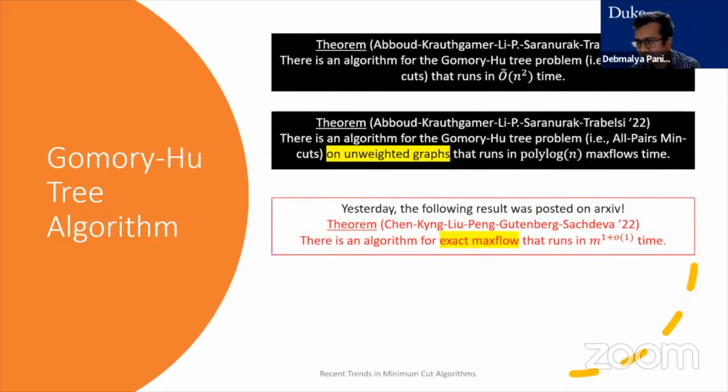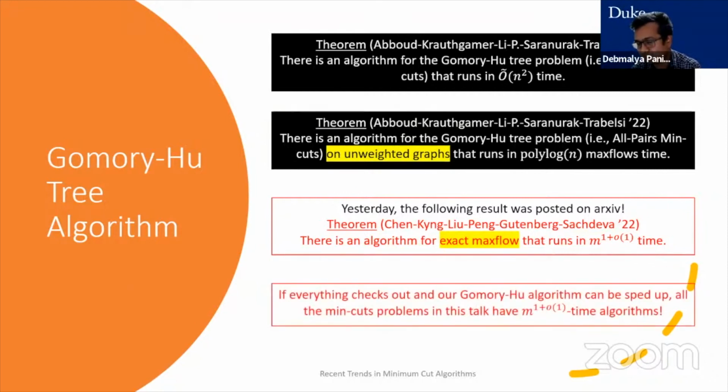And as I think Saket mentioned a little while back, a paper was posted yesterday that claims an exact max flow algorithm that runs in almost linear time. So if everything checks out, both our speeding up of Gomory-Hu and this paper that was posted, then we would basically at this point have solved all the problems I talked about in almost linear time. So we would have really traversed a long journey.